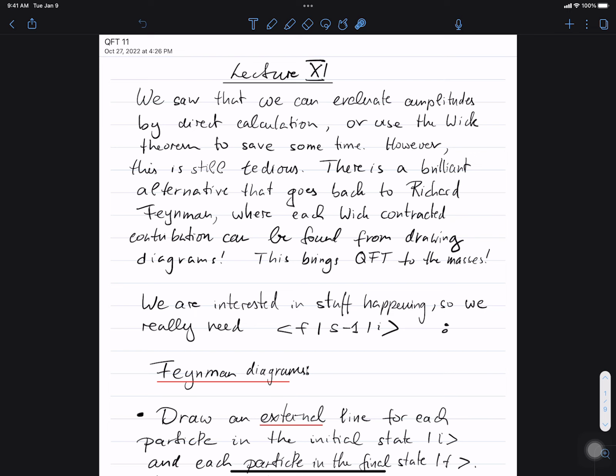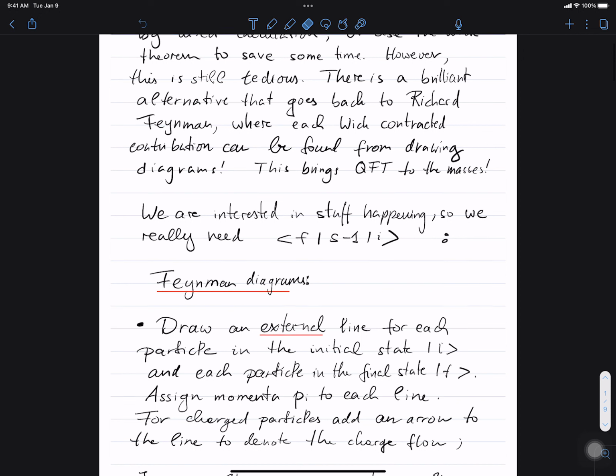In the last lecture, we have seen a useful but tedious way to evaluate quantum field theory amplitudes. It is called the Wick theorem. And today we're going to see something much cooler, something very useful, a technique based on so-called Feynman diagrams, introduced by Richard Feynman, and really intuitive to use in order to evaluate QFT processes.